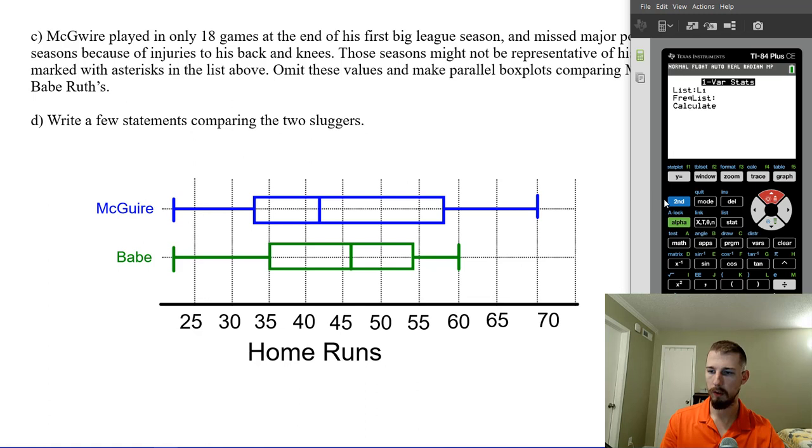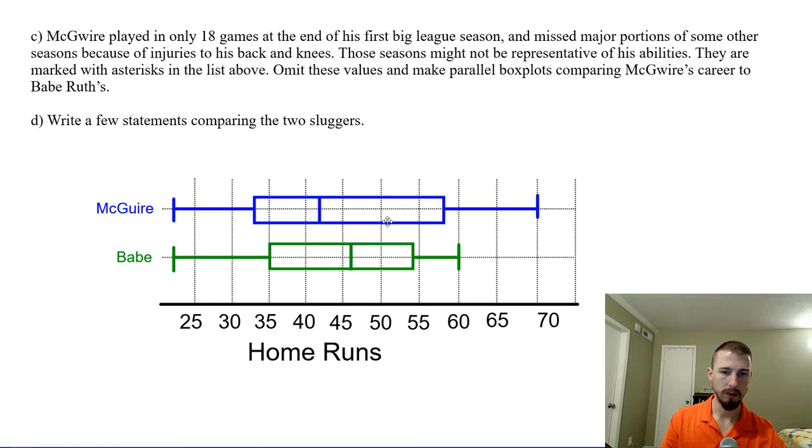I'm going to do the same thing for Babe Ruth. So second 2 for Babe Ruth, list 2. Look at the last 5 here. So minimum is also 22. First quartile is 35, which is higher. The median is 46, which is higher. The third quartile is lower, it's 54, and the maximum is 60.